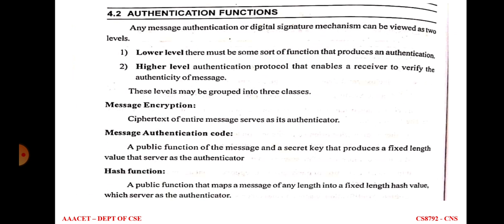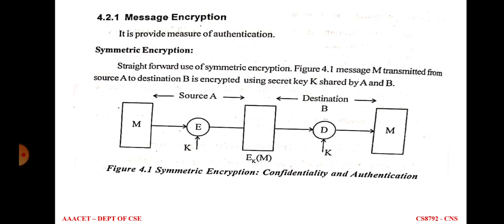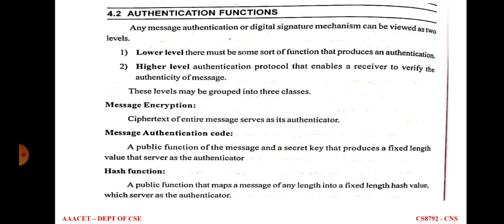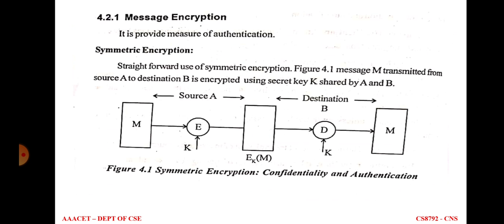To perform authentication, we need some functions. The functions are encryption, message authentication code, and hash function. We will see them one by one. The three functions will be seen in this lecture. The first one is message encryption. We are familiar with encryption. Encryption is the process of converting the given plain text, that is the original message, into ciphertext. Ciphertext is nothing but scrambled code, secret code.